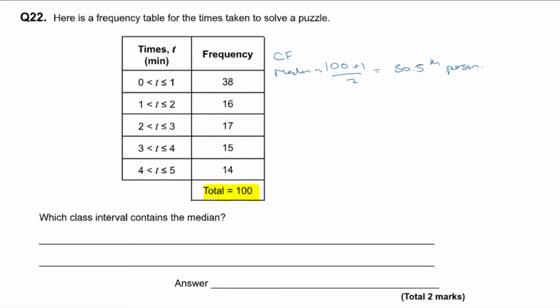If I work out cumulative frequency, the first 38 people are in here, so person 1 through 38. The next 16 take me up to 54 in cumulative frequency. So the 39th to the 54th person are in that group, and that means the 50th and the 51st person are in this group here. So which class interval is the median in? It's going to be in the 1 less than t less than or equal to 2 category.